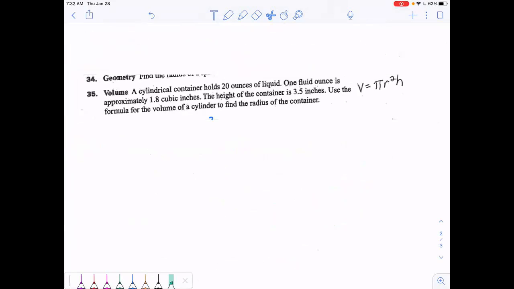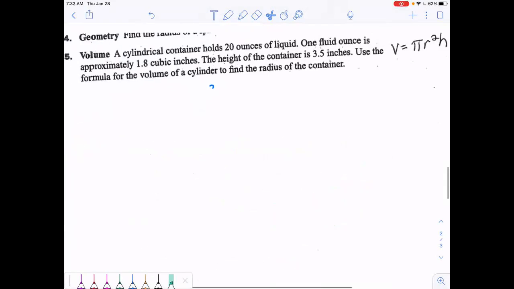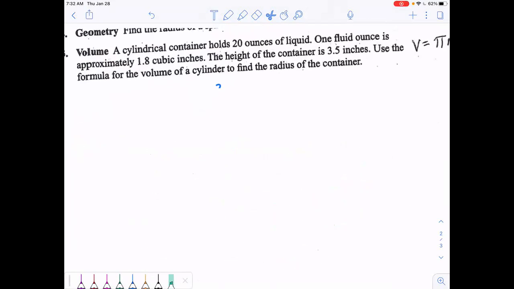Good enough. Okay. So this one, we have a cylindrical container that holds 20 ounces of fluid. So it's a cylinder. Container, can. Let's say it's a can. It holds 20 ounces of fluid. 1 fluid ounce is approximately 1.8 cubic inches. The height of the container is 3.5 inches. Use the formula for the volume of a cylinder to find the radius of the container.